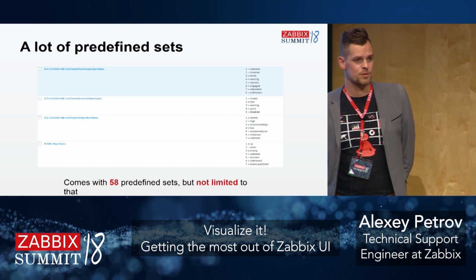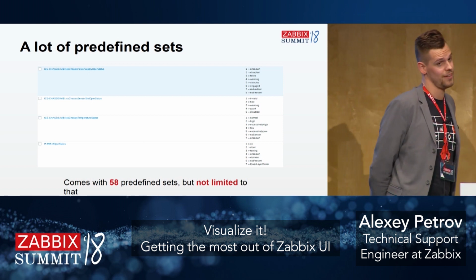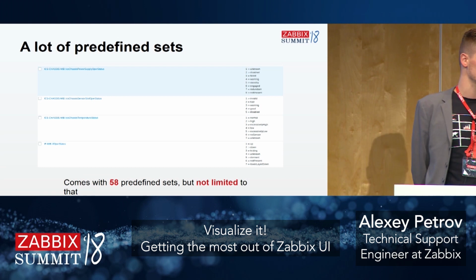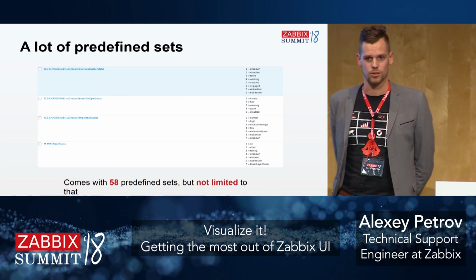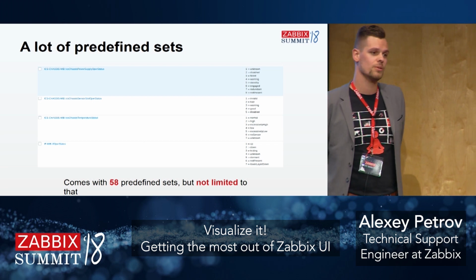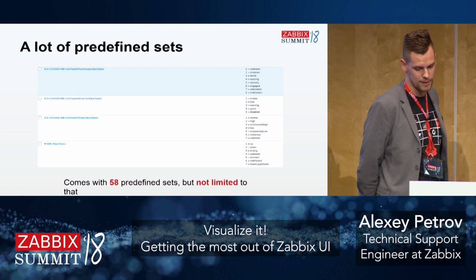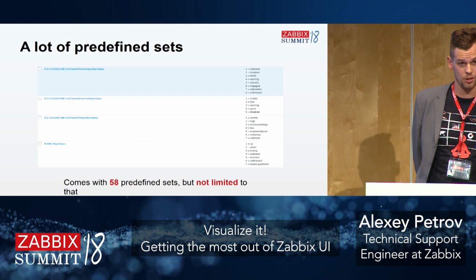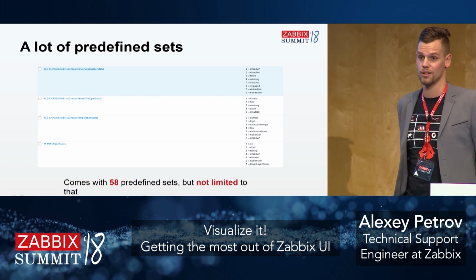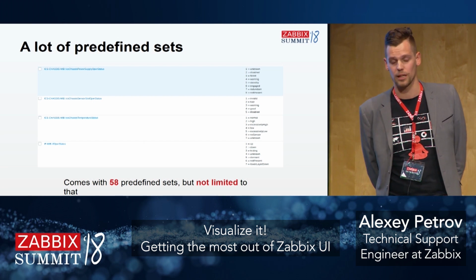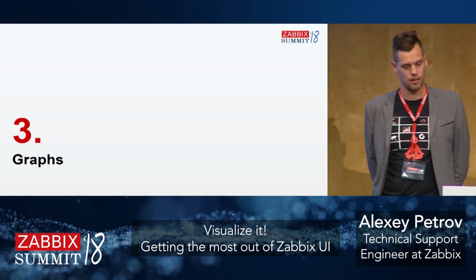58 predefined sets, but we are not limited to that. And yes, you can download them from some sort of Zabbix share or shared community. You can export them and store them in a safe place. Of course, you can export those with the templates and import with the templates and the host as well. This was starting from 3.0, if I recall correctly, and it works like a charm.